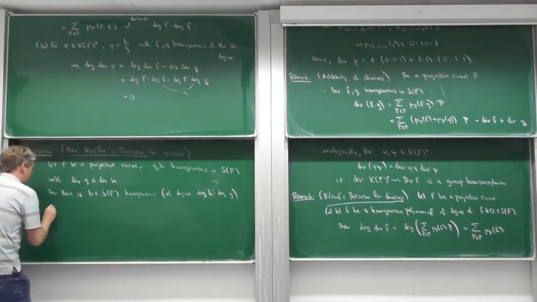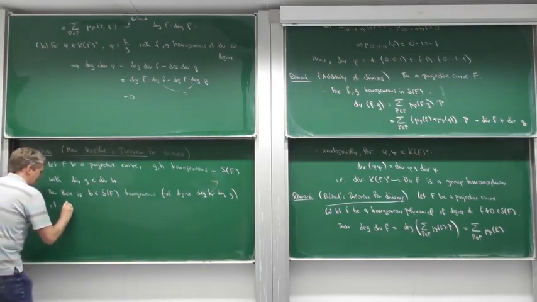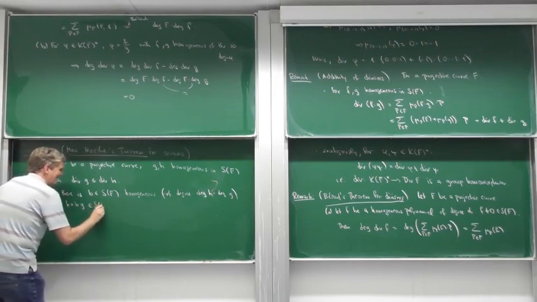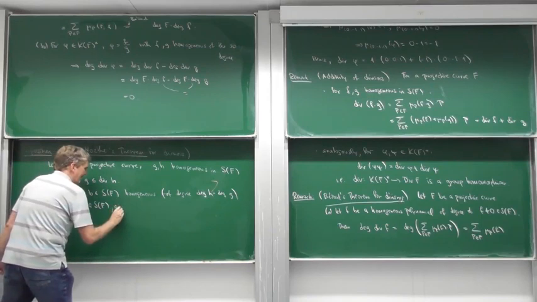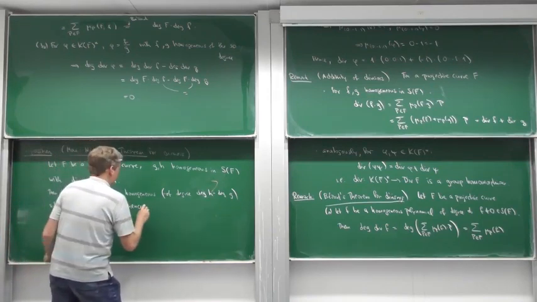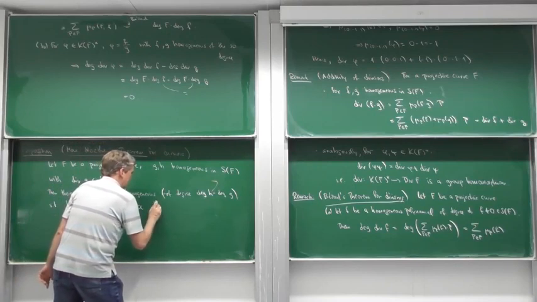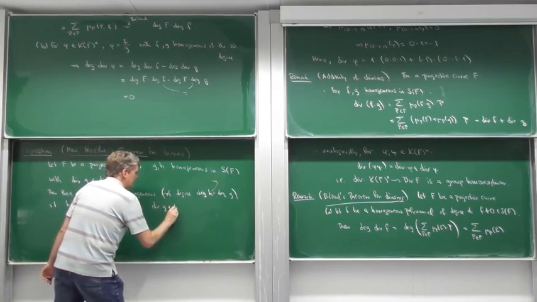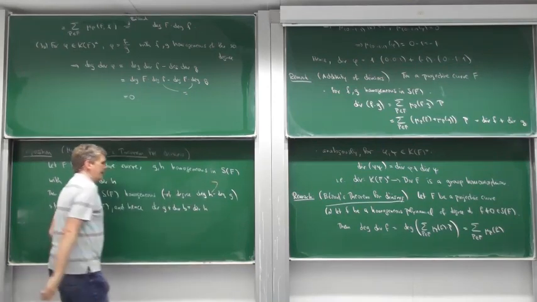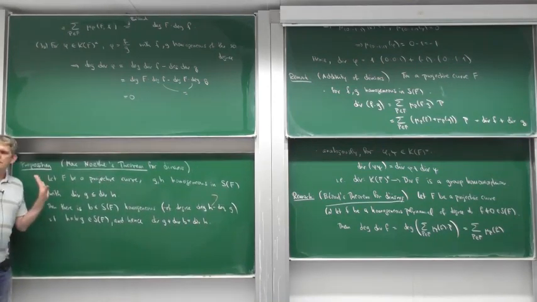Such that H is B times G in S of F. And hence, for the divisors, this means that the difference in the divisors also is made up by B, so div G plus div B is div H. So that's the statement here, right?